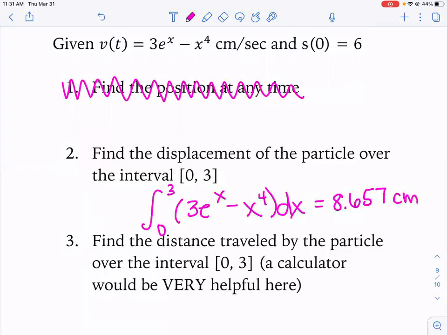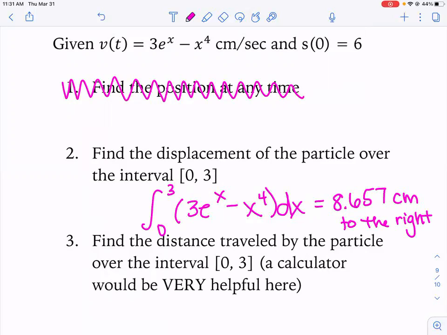8.657 centimeters to the right. To the right of what? Of our starting position, which is actually 6. So its actual position would be 14.657. Now our distance traveled.